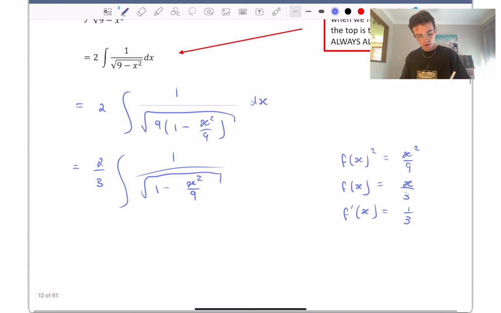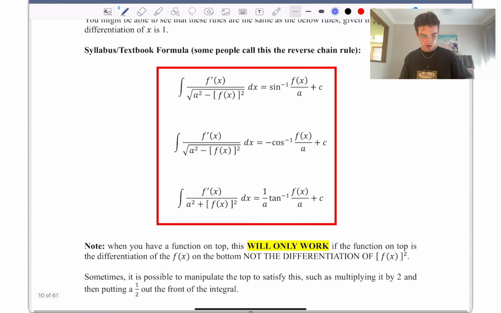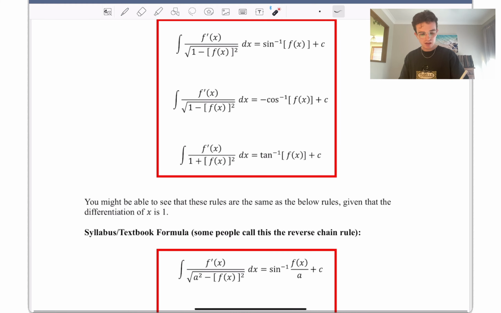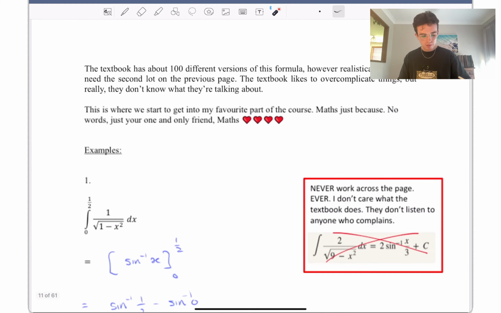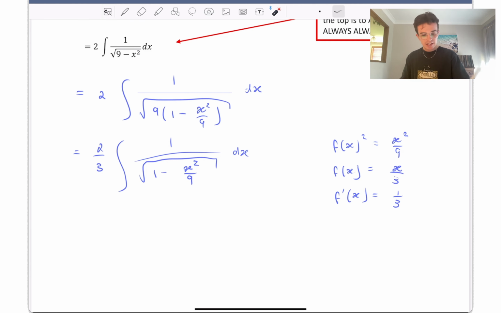So if we look at our form, we look at the formula up the top, we want f dash of x on the top. Now at the moment we've got 1 on the top, not f dash of x. So ideally on the top we want 1 over 3. But I can't just randomly put a 1/3 on the top of an integral. I would have to times it by 3 over 1, because 1/3 times 3 over 1 is 1, which is back to what we originally had on the top of the integral.